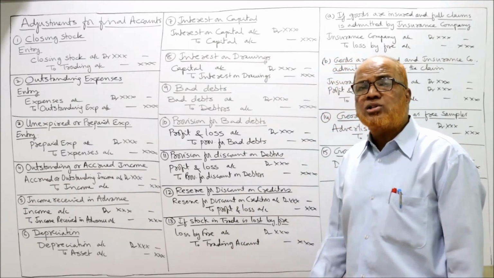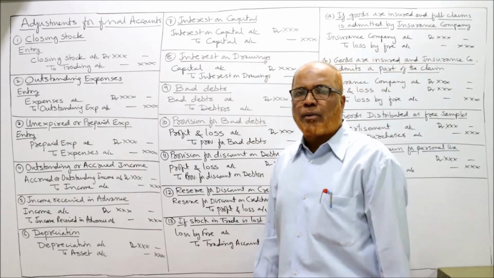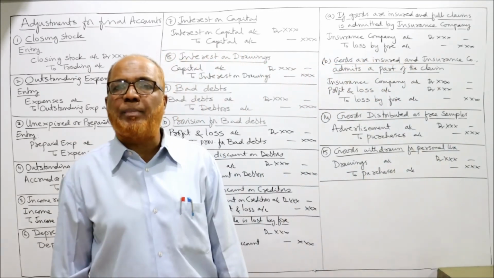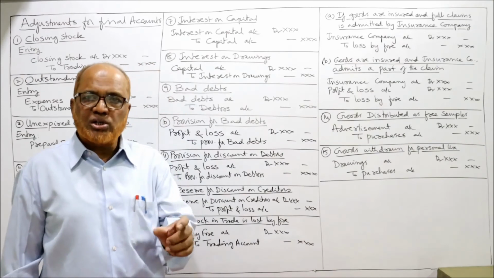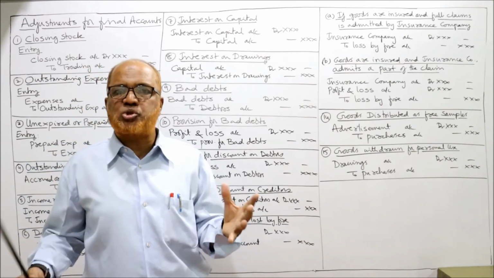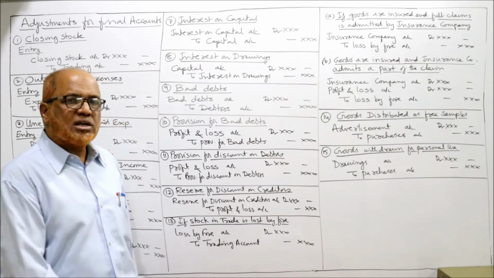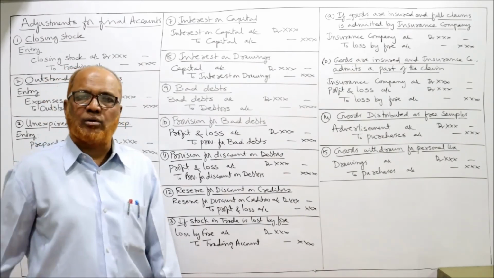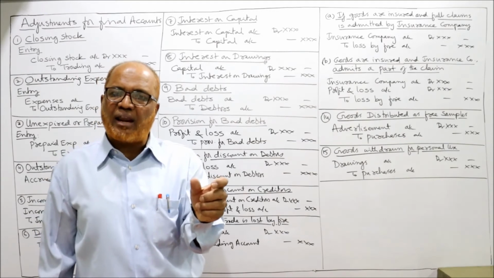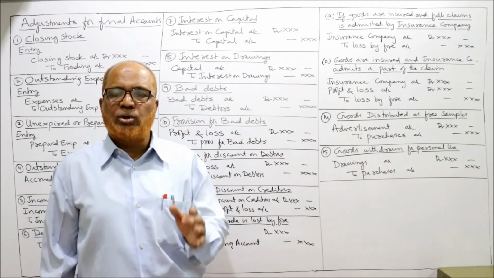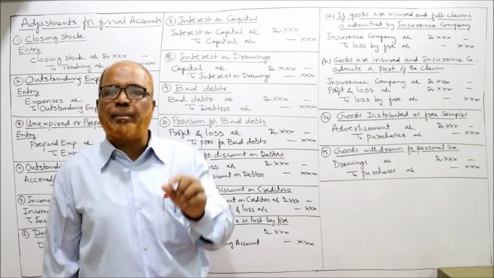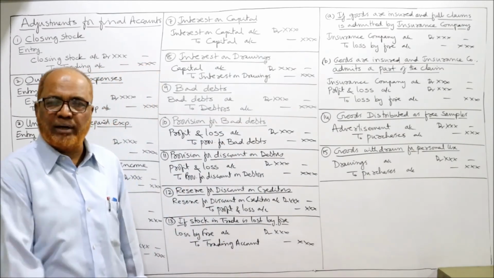Then loss of stock. Sometimes in some problems it will be given loss of stock by fire. Some goods are destroyed by fire. So entry for stock lost by fire is loss by fire account debtor to trading account. So on the trading account credit side, by loss of fire, we are going to take.